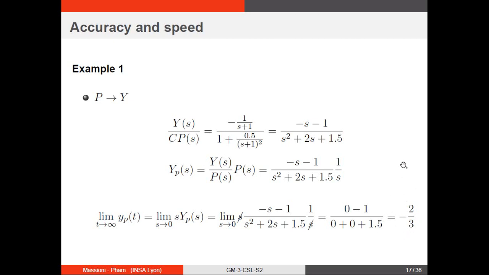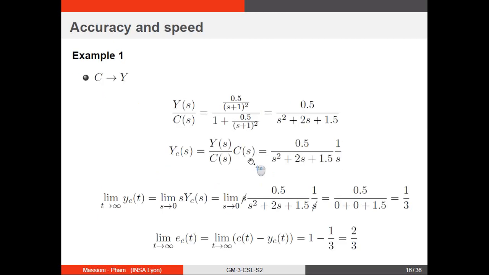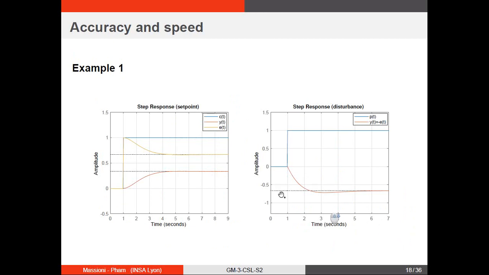You just get 2/3. So if we visualize the result by using MATLAB, for the set point you can see the set point is this step over here. This line is y, and this is the difference between the two, the error, which goes as we forecast to 2/3, right? Yes, 2/3, as you can see. And for the step response to the disturbance, we get y going to minus 2/3, as we said. And if you compute the error according to how you define it, it will be the same value.